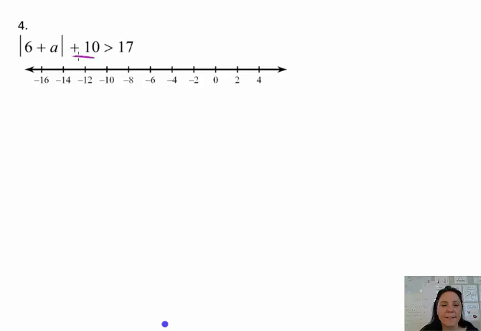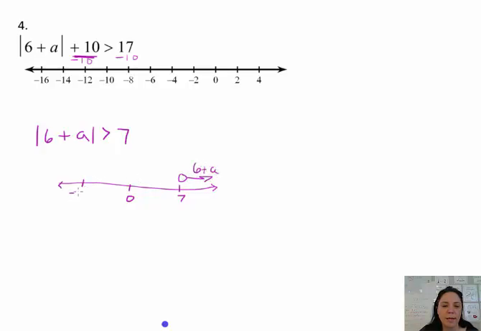Once more, I have something outside my absolute value sign that I'm going to need to work on first. So we're going to subtract 10 here from both sides, and I'm just going to sneak it in up there because we've done this before now a few times. So I have the absolute value of 6 plus a is greater than 7. That tells me on my handy-dandy figuring out number line that 6 plus a is going to be more than 7 away.